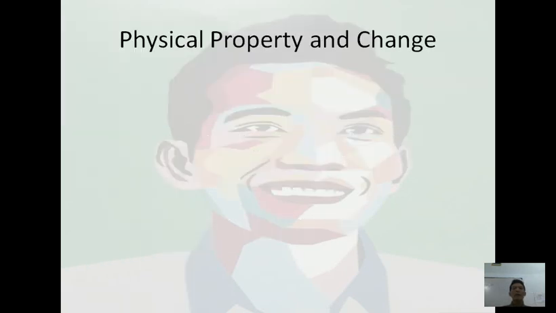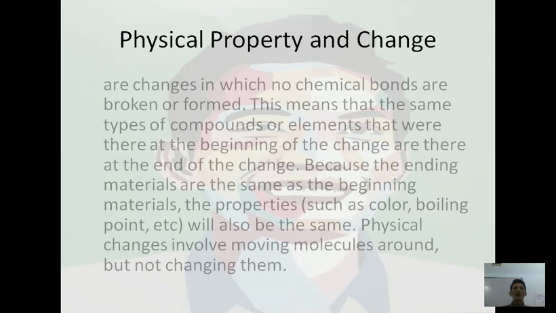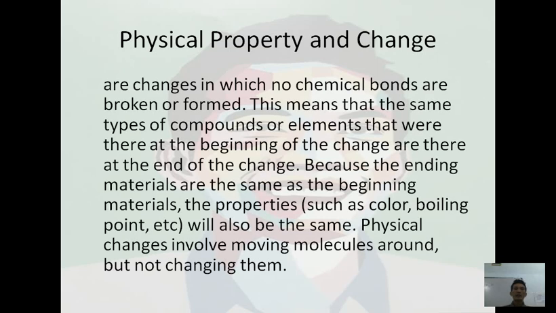Physical properties and changes. Physical changes are changes in which no chemical bonds are broken or formed. This means that the same types of compounds or elements that were there at the beginning of the change are there at the end of the change. Because the ending materials are the same as the beginning materials, properties such as color and boiling point will also be the same. Physical changes involve moving molecules around, but not changing them.